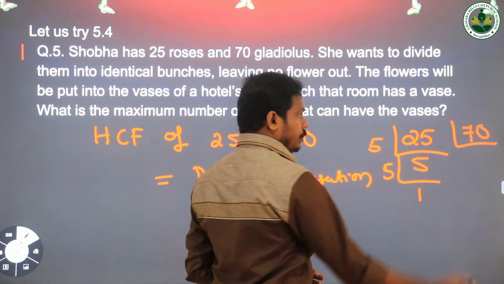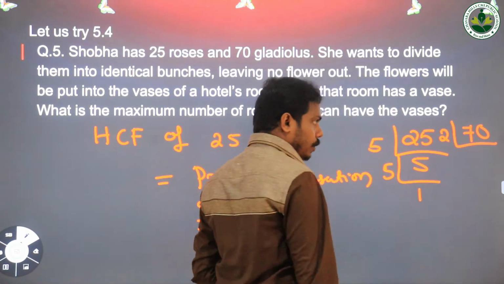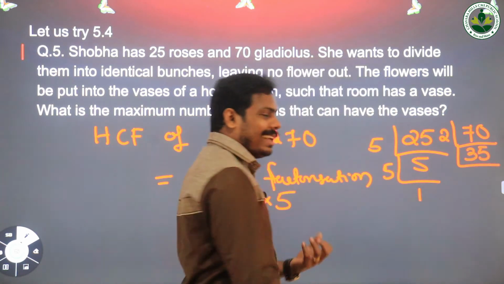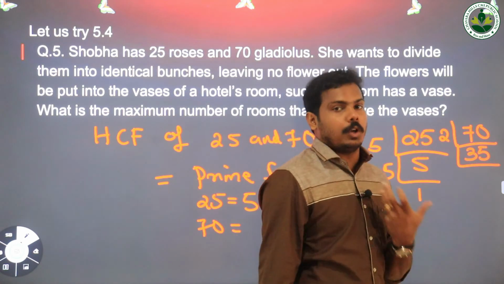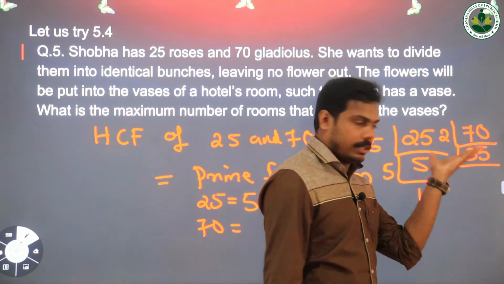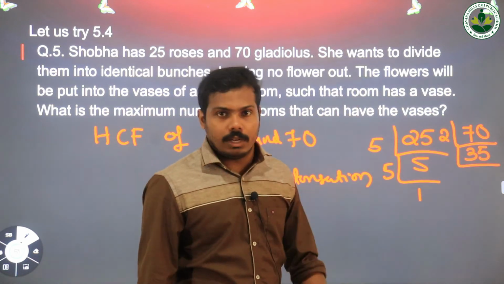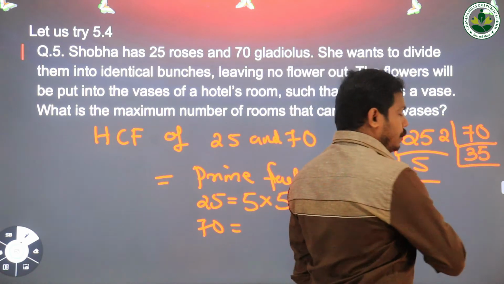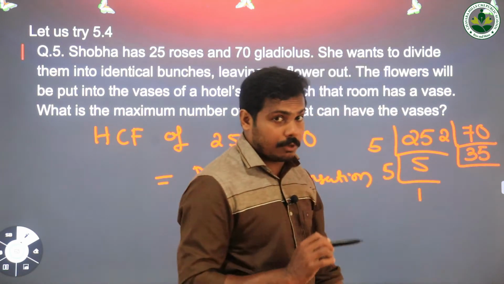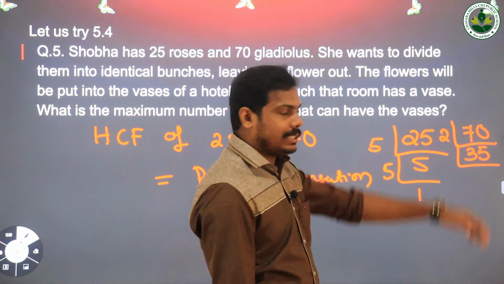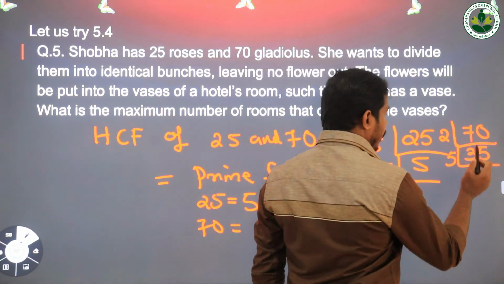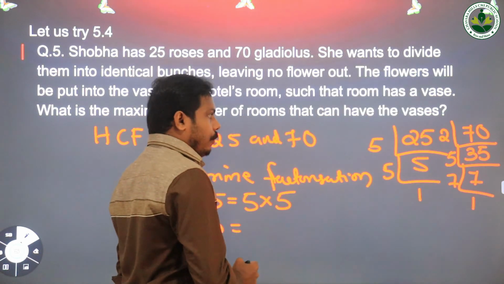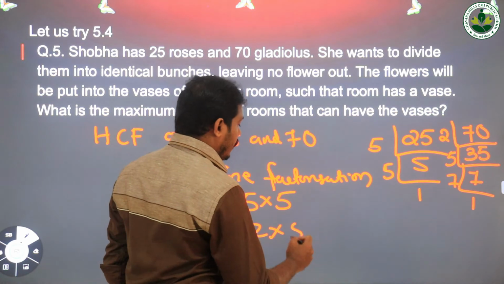Now the prime factorization of 70. It is divisible by 2, so we divide by 2. 70 divided by 2 is 35, half of 70. Is 35 divisible by 2? No. Then we check if it is divisible by 3 or not. No, 3 plus 5 is 8, so it is not divisible by 3. Then we move to the next prime number, that is 5. Is it possible? Yes. If the ones place digit is 5 or 0, then it is divisible by 5. So it is divisible by 5. 5 into which number is 35? 7. So the prime factorization of 70 is 2 into 5 into 7.